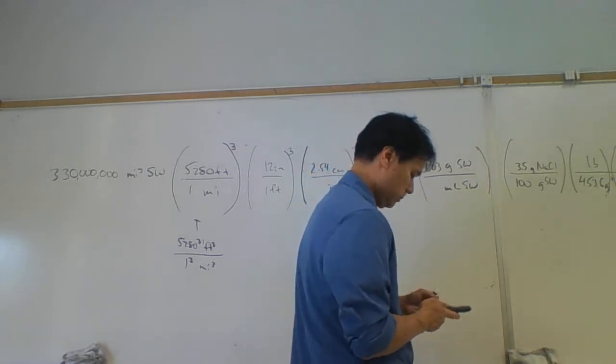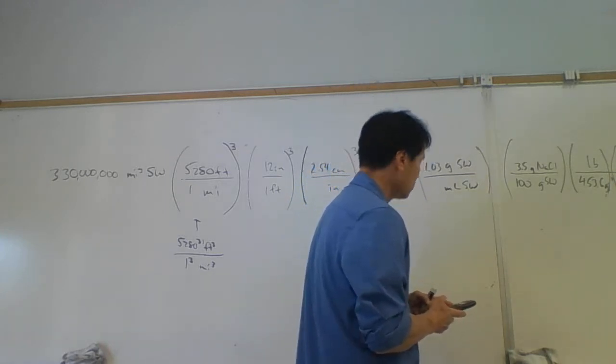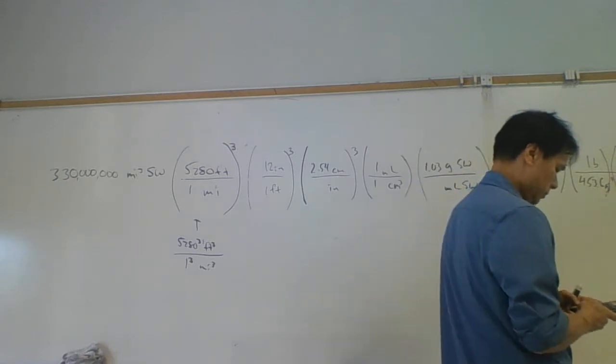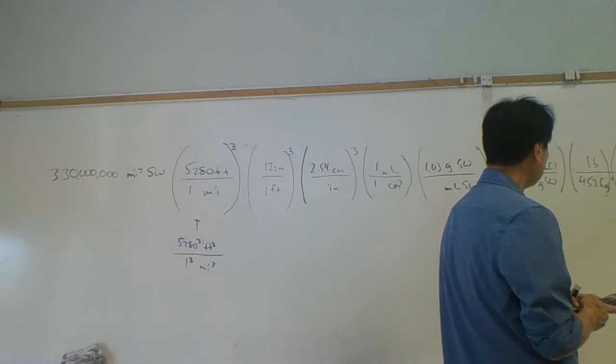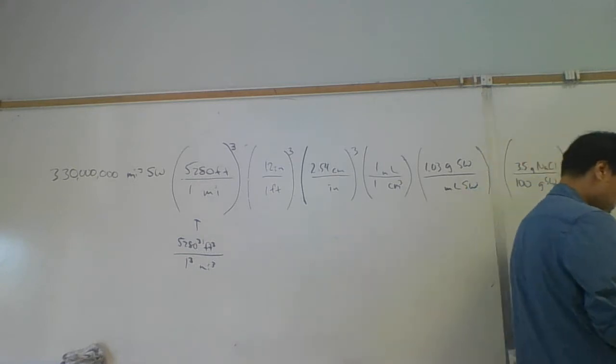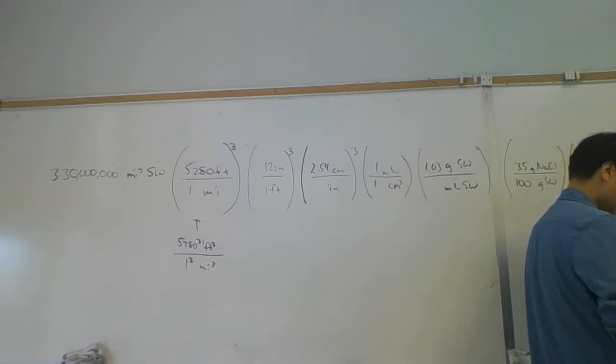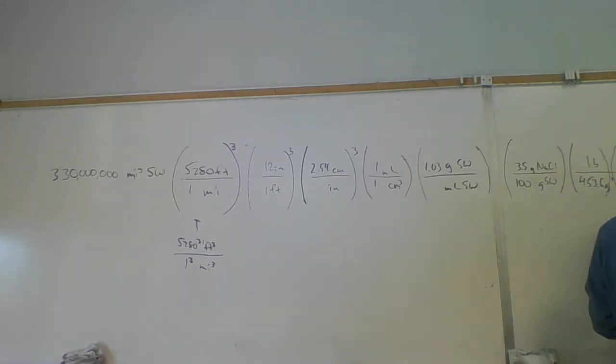Times 1.03, times 3.5, divided by 100, divided by 453.6, divided by 2,000. Let's hope I get the correct answer here. I get 5.465 times 10 to the 16 tons of pure sodium chloride.